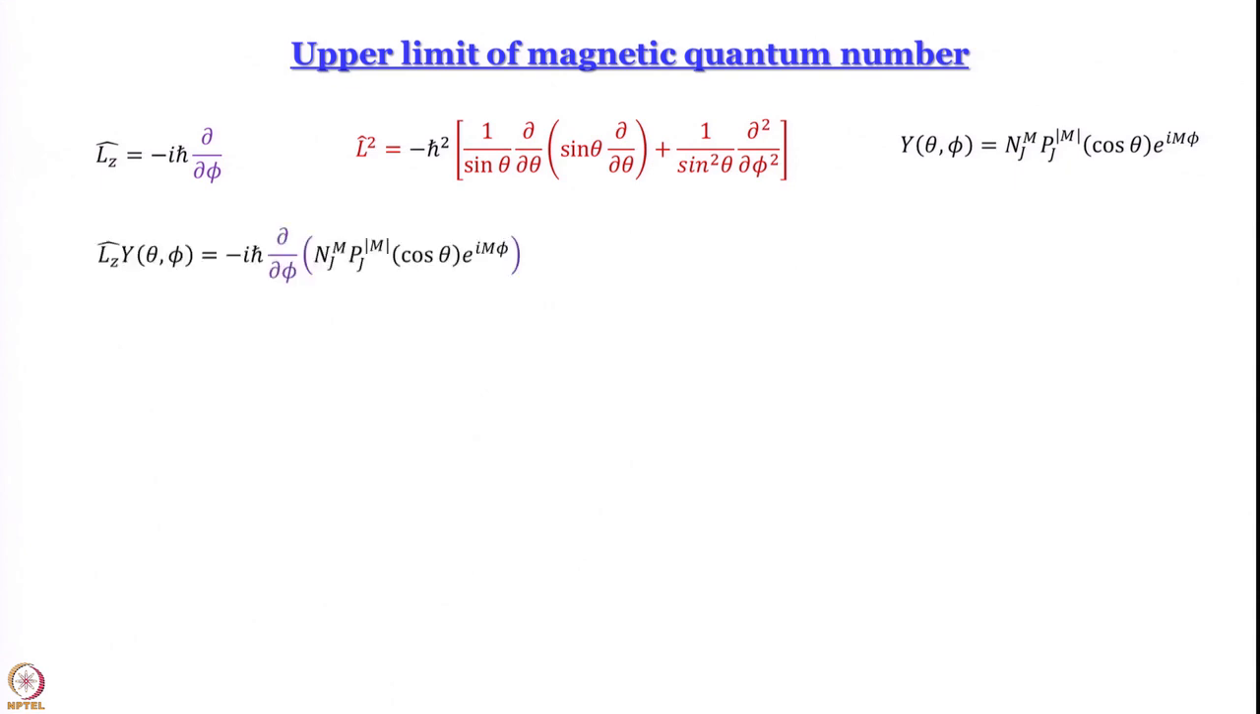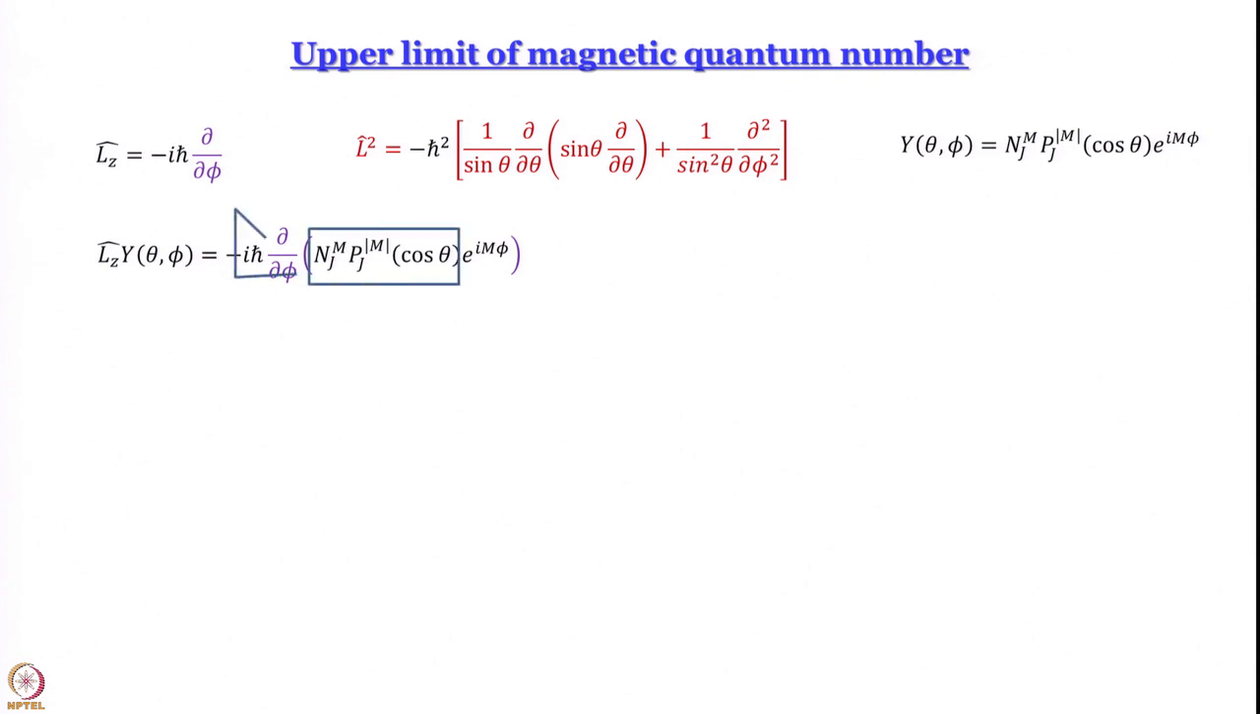Now, we know that these two operators commute, right? So, why do we not do this? We will make Lz operate on the spherical harmonics. This is what we get. Of course, del by del phi will operate only on e to the power i m phi and it will give me i m; i times i gives minus 1, minus 1 times minus 1, plus 1, you will be left with m h cross. We know this.